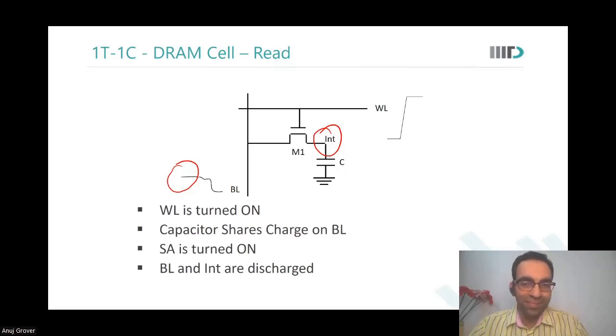So sense amplifiers, why is it charging bit line or INT? Why are we talking about the sense amplifier charging bit line or INT? Because it arises from my question that I was asking after this. Okay. At what voltage will you precharge the bit line? What voltage will you precharge the bit line?